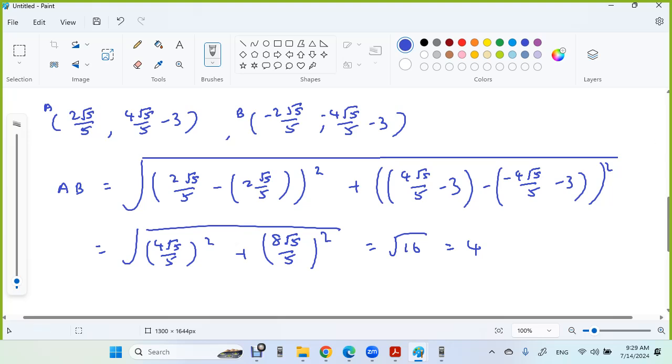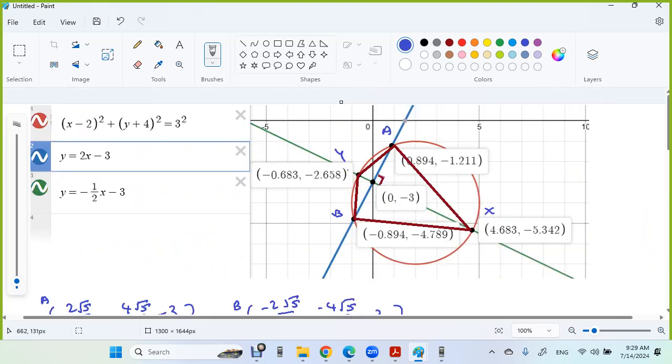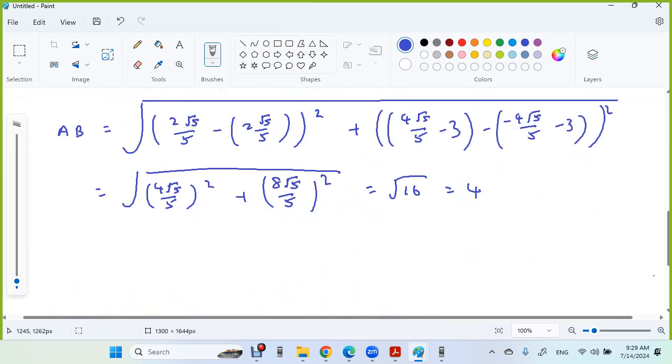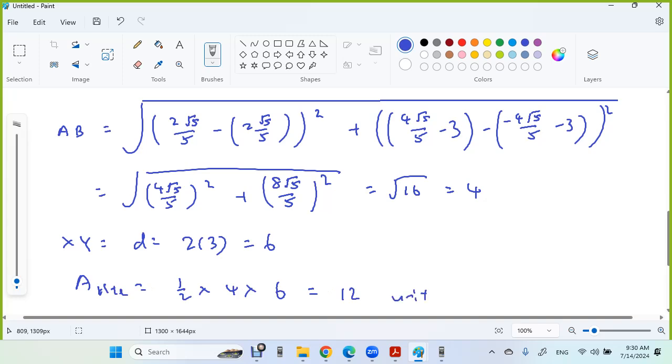Yes, and we know that actually XY is the diameter. The perpendicular bisector of AB will pass through XY, and XY will be the diameter. So we know that XY is the diameter, then it will be 2 times 3, 6. So the area of the kite will be half times 4 times 6, then it's 12 units squared.